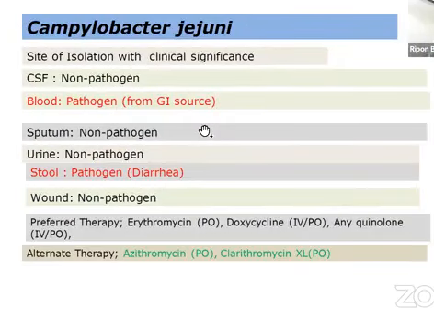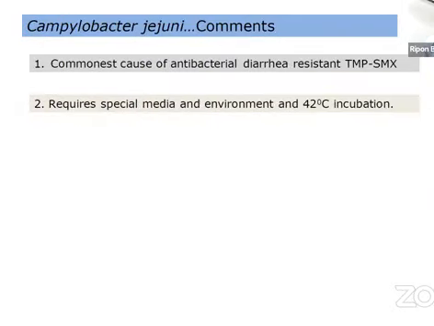Now, Campylobacter jejuni, an enteric gram-negative bacteria, they are also non-pathogenic, but they can sometimes be opportunistic pathogens. They can cause bloody diarrhea and some other complications, and they can enter into the blood from a GI source. They also can be pathogenic. Preferred therapy, erythromycin, doxycycline, quinolones. Azithromycin and clarithromycin are alternative therapy. And it requires a special media, as is known to you. Commonest cause of bacterial diarrhea, resistant to trimethoprim-sulfamethoxazole.